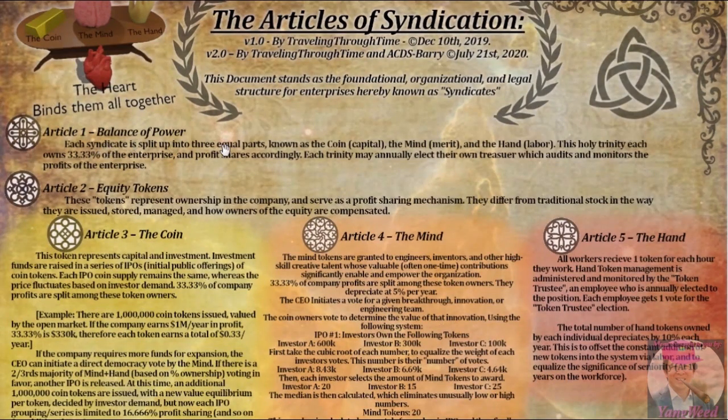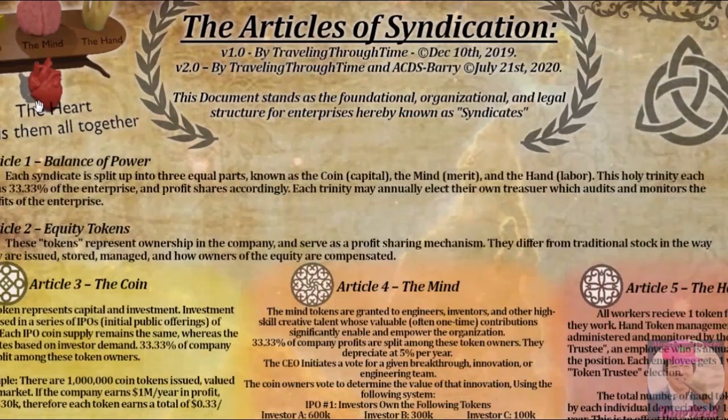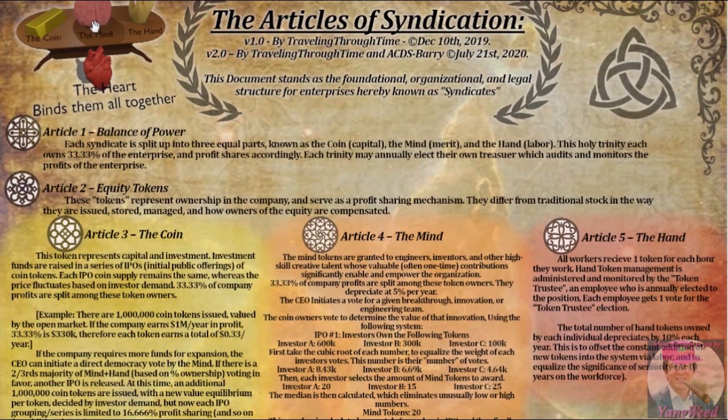Each syndicate is split up into three equal parts known as the coin, capital, the mind, merit, and the hand, labor. This holy trinity each owns 33.33% of the enterprise and profit shares accordingly. Each trinity may annually elect their own treasurer, which audits and monitors the profits of the enterprise. So this is the concept right here: the coin, the mind, and the hand.